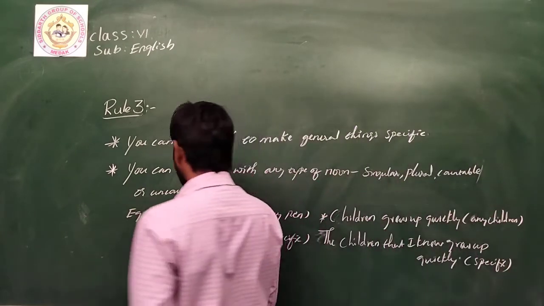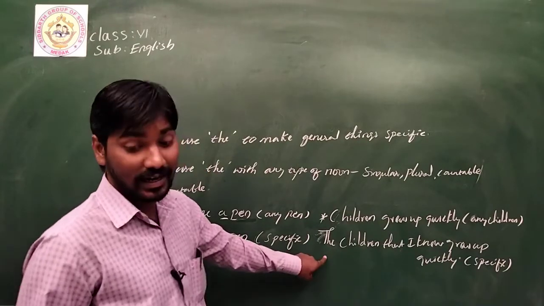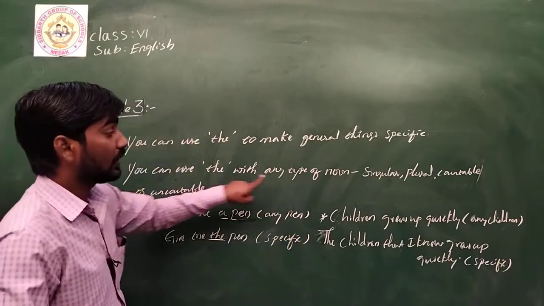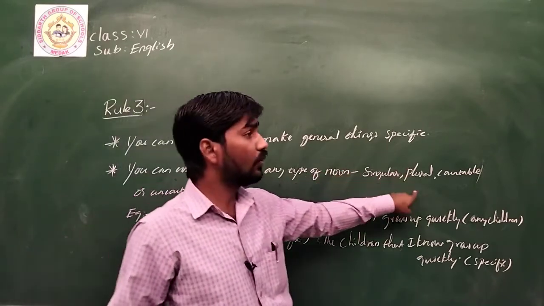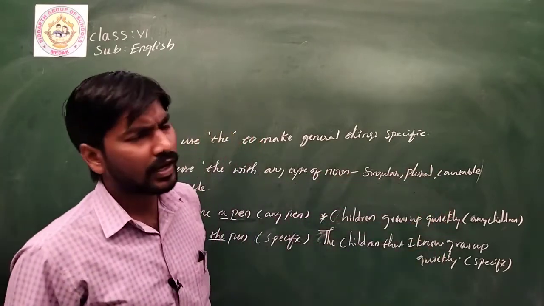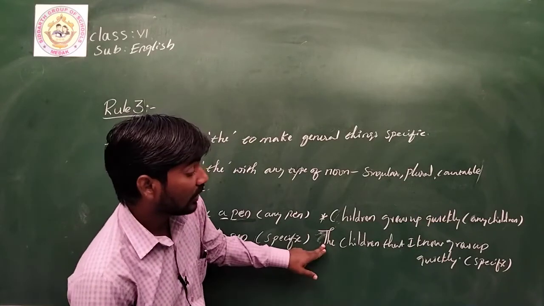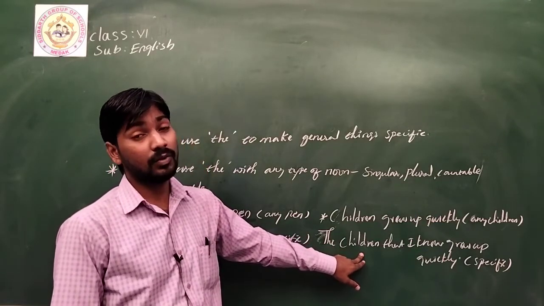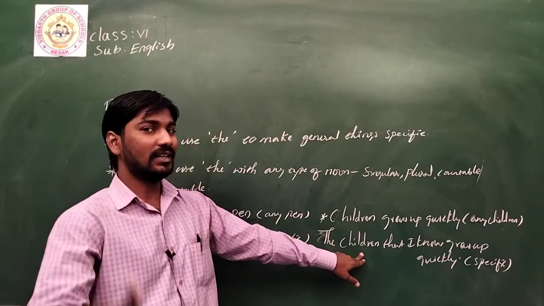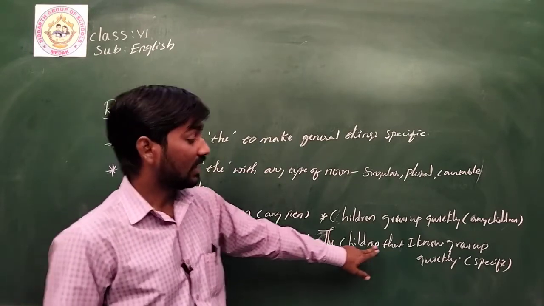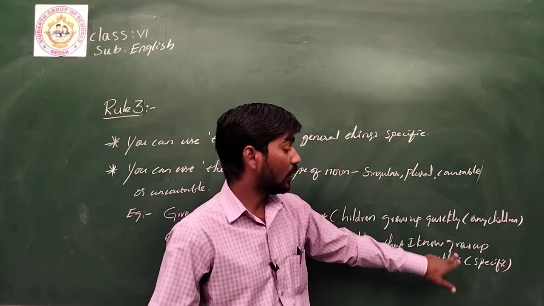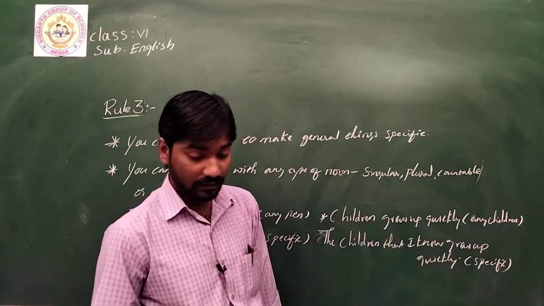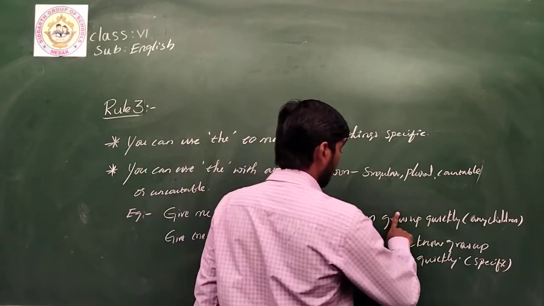Now see here, I said the children. I said the can be used here. See, it can be used with any type of noun, singular, plural, countable or uncountable. You can use it anywhere. So here the children is a plural form. Commonly a or an we can't use before plural forms, only before singular. So the children that I know grew up quickly.